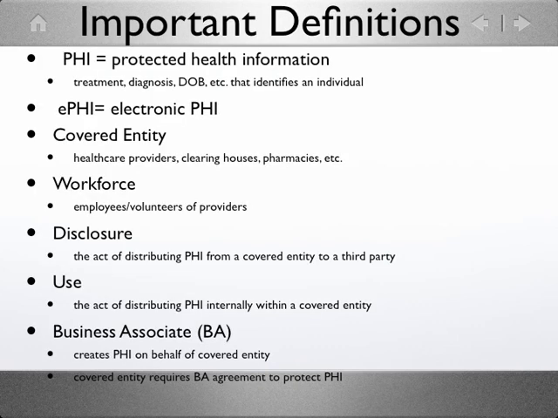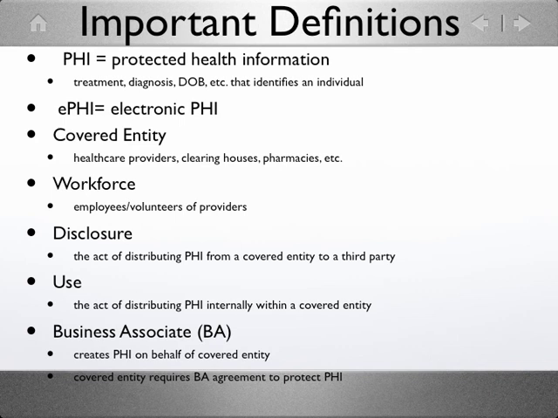There are several important definitions you'll need to know before I start my presentation. The first is PHI. This stands for Protected Health Information. It's anything that can be used to identify an individual, such as treatment, diagnosis, date of birth, name, address, etc. Second is ePHI. This is a relatively new term that stands for Electronic PHI. It's essentially anything that's contained in our IntelliPath system.